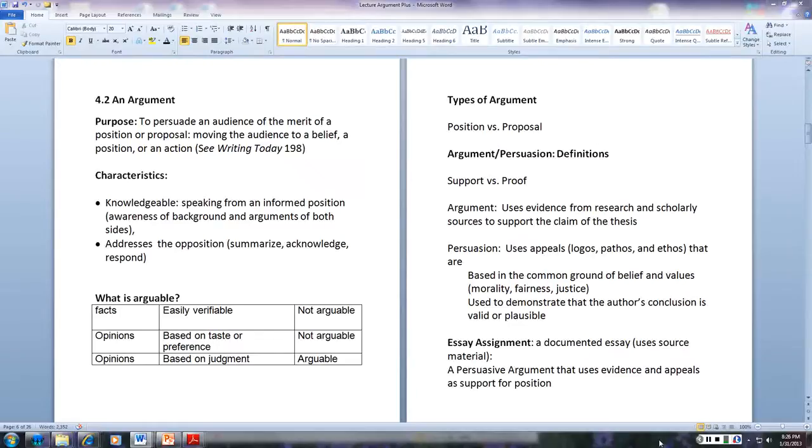You're going to use an argument, its purpose, its characteristics, one of the types, and the definitions to write an essay. This essay is going to be a documented essay, which means it uses source material. It is going to be a persuasive argument, which means that it uses evidence and appeals as support for position. This paper is due toward the end of the semester, but we need to be formulating our understanding of an argument in order to write the paper and gather the information we need.